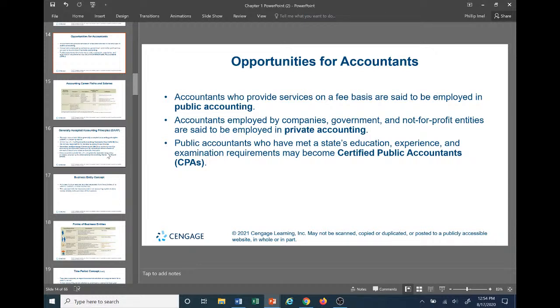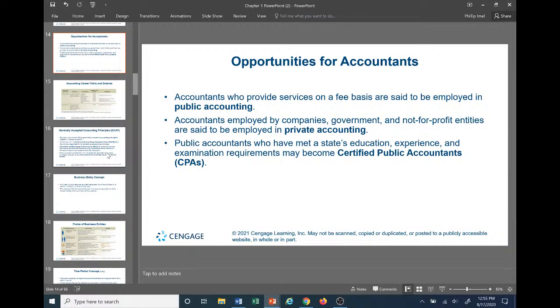Accountants who provide services on a fee basis are said to be employed in public accounting. These would be accountants that work for, like, the big 4 accounting firms. They provide tax, audit and advisory services, compilations, agreed-upon procedures, whatever the engagement might be. So they're pretty much helping other firms and businesses make sure they're in tax compliance, that their accounting is going as it should, and giving them really good, sound consulting advice.